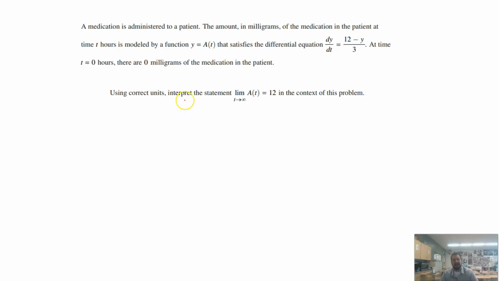Letter B says, using correct units, interpret the statement, the limit as t approaches infinity of A of t equals 12. Well, basically what that's saying is, as time goes forward, and there's no other way to really say it other than understand what's going on here, the amount in milligrams, because that's what A of t is measured in, of the medication is going towards 12, is approaching 12.